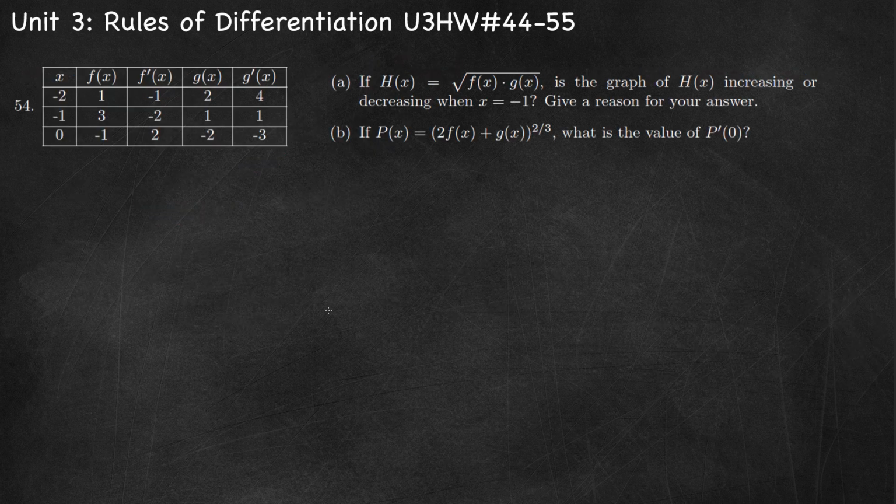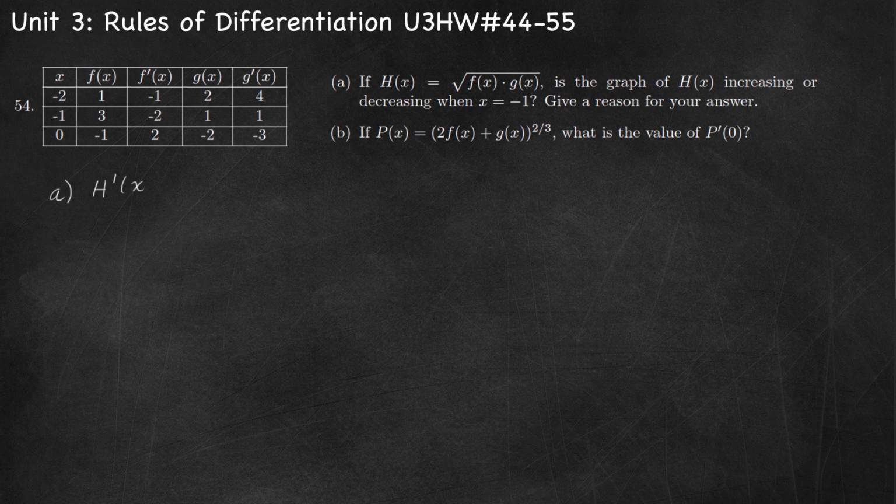54, we have a table of values for f, f prime, g, and g prime. If h of x equals the square root of f times g, is the graph of h increasing or decreasing when x is negative 1? So in order to answer that, we want to know what the derivative is doing when x is negative 1. Is it positive or is it negative or is it 0? So let's find the derivative of h of x.